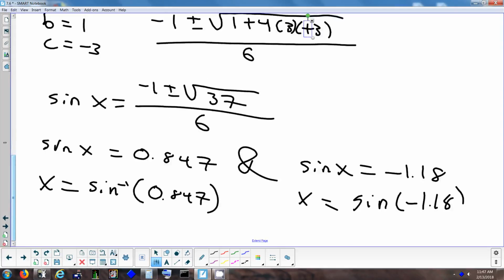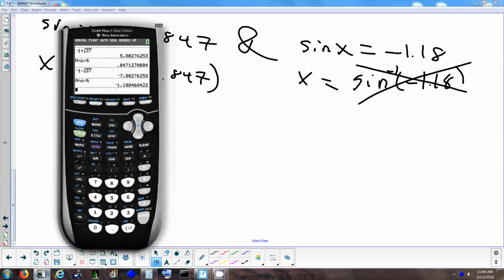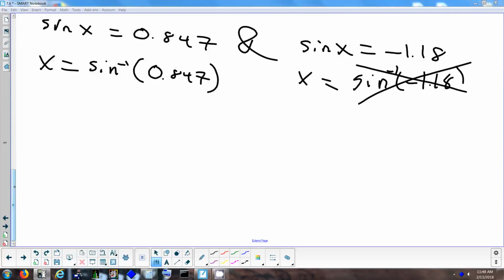Now look at that right-hand side. What's the lowest that sine goes? The lowest it goes is -1. It's not going to hit -1.18. If you don't recognize that, just type it in. You're going to get an error. It's not a big deal if you forget. What's the highest sine goes? 1. So 0.8 is definitely under 1. We're going to get an answer. What is it? 57.89.